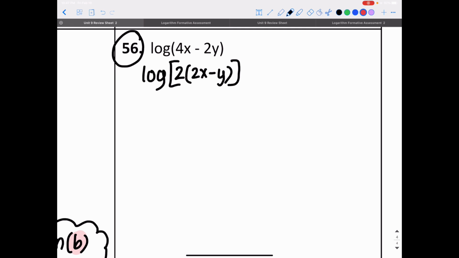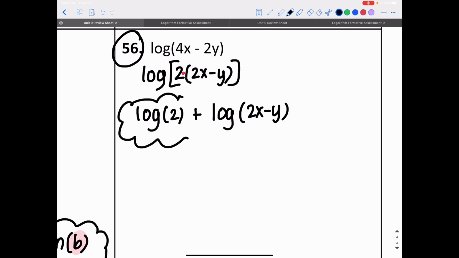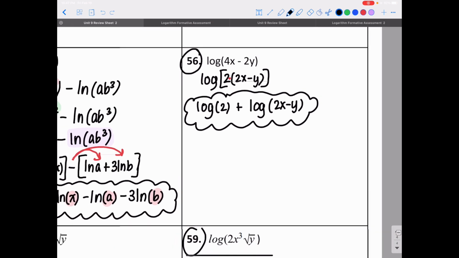And what I can do from here is, because there's multiplication inside of the logarithm now, I can break it down with addition. So I'll do log of 2 plus log of 2x minus y. And this is my answer. I can't separate this any further. There's no factoring I can do there. It's just subtraction in between. You cannot break down subtraction inside of the logarithm.